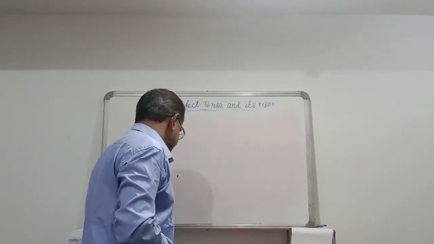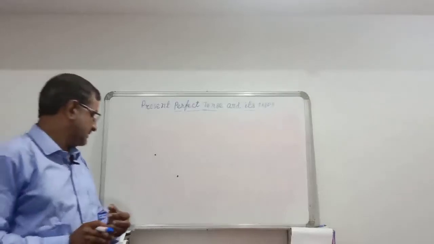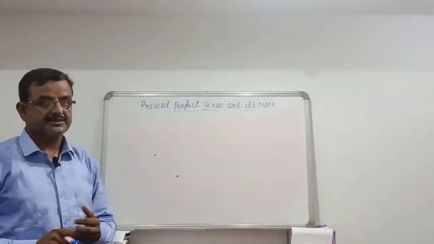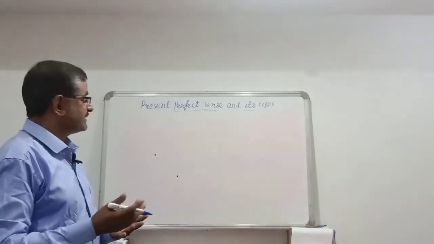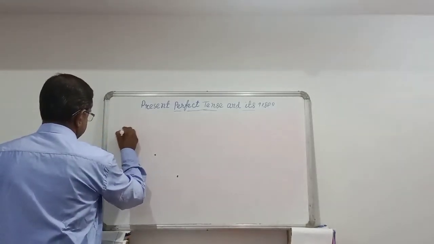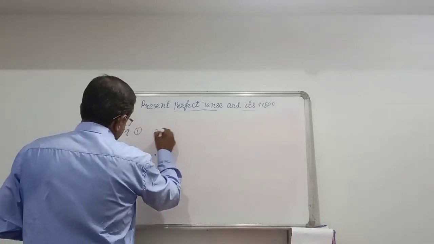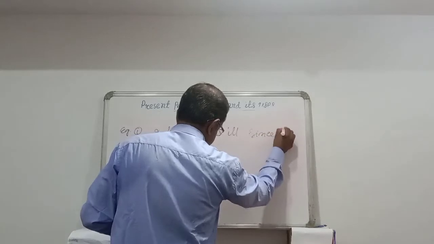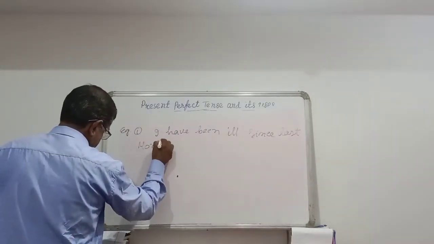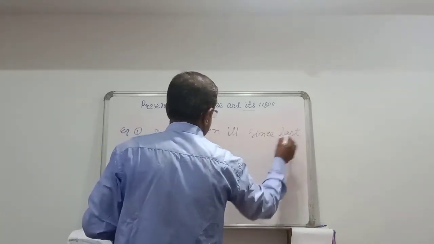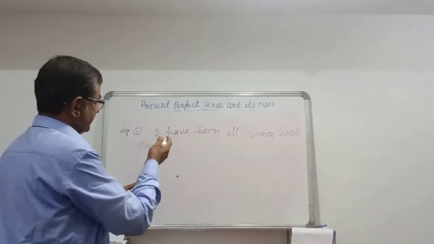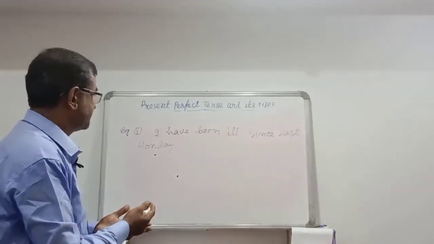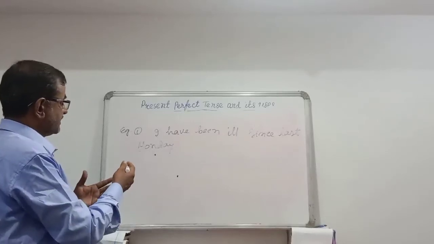And another use is that present perfect tense is used to indicate an action that has been continuing from the past up to the present moment. That means to show an action that began in the past but is still going on. You can write that in the present perfect tense. You see an example: I have been ill since last Monday. So since last Monday, the action began in the past and is now continuing. That means it is still going on. So this action can be expressed with present perfect tense.